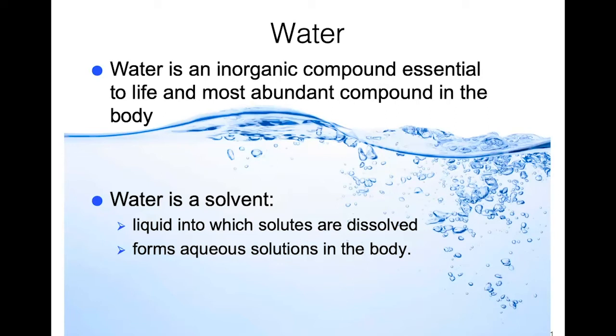When you take sodium chloride, magnesium chloride, calcium chloride, and you place those salts into water, which is the solvent, they are going to dissolve and dissociate. And when they do, they become their individual ions, which we refer to as electrolytes.